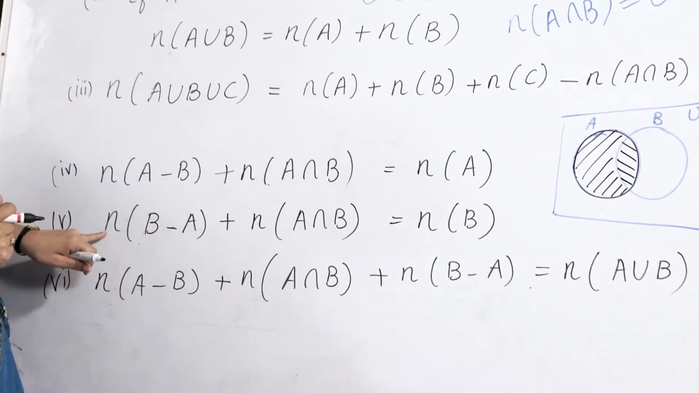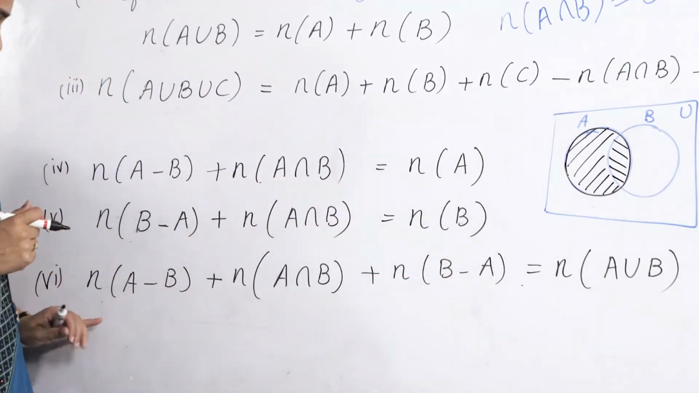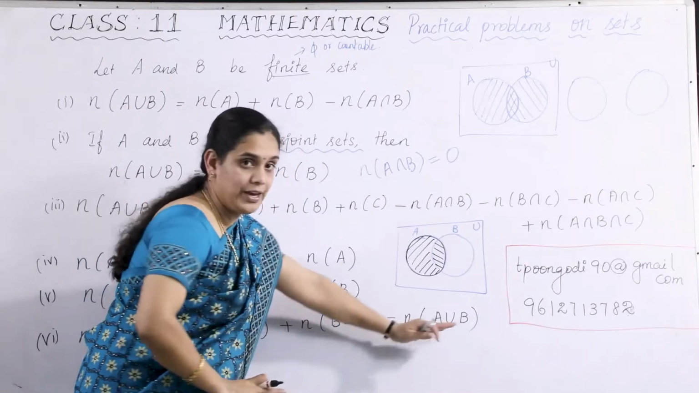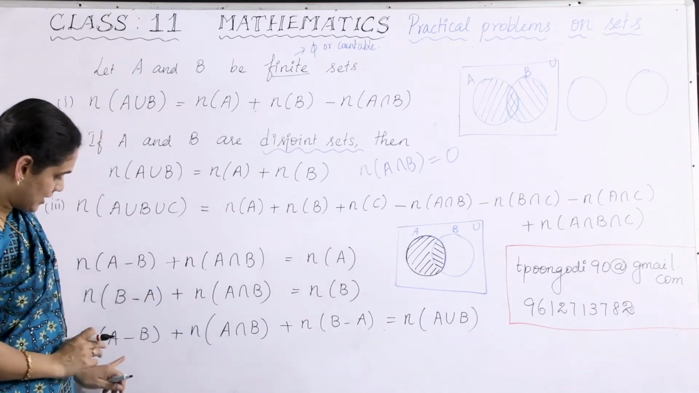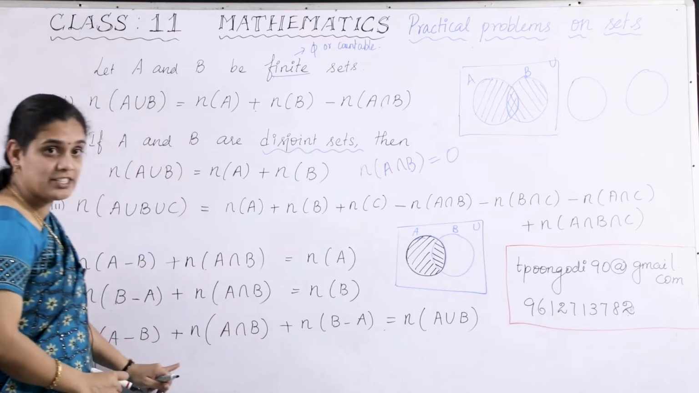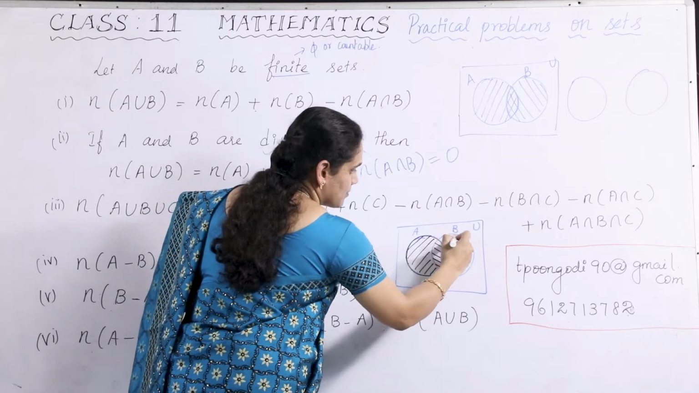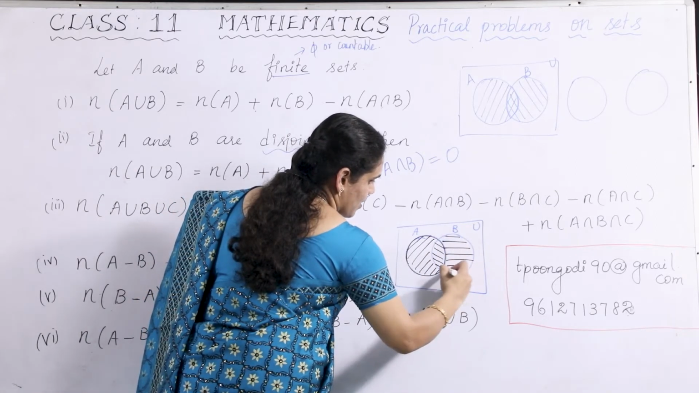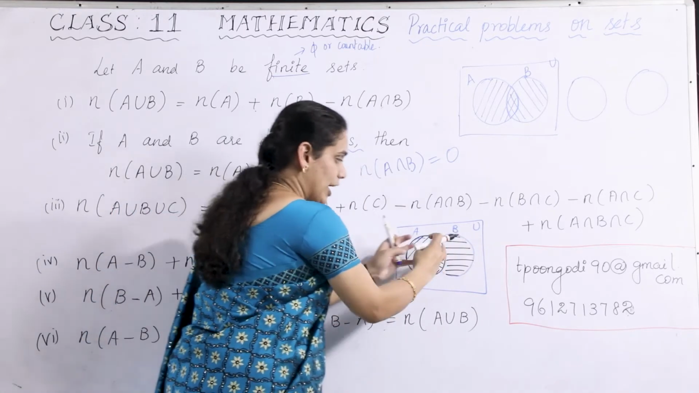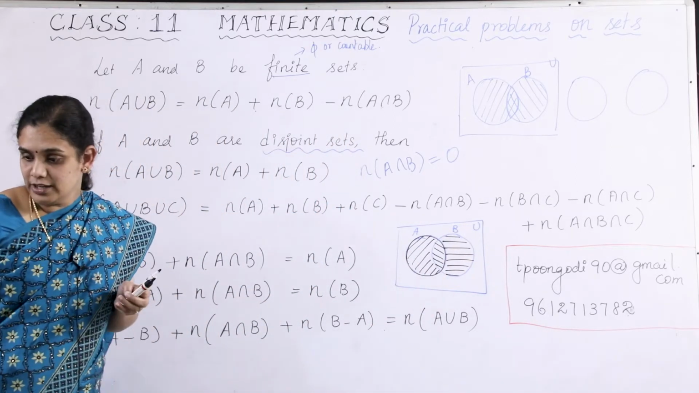And similarly, we can write n of B minus A plus n of A intersection B equals n of B. The last one is, if you add n of A minus B, n of A intersection B and n of B minus A, we get n of A union B. Already we have seen that A minus B, A intersection B and B minus A are mutually disjoint sets. So when you add all together, you will get A union B. It is like this: this is A minus B, this is A intersection B and this is B minus A. So when you add all, you will get the union of A and B. So that's all. Then we will move on to the exercise problems.